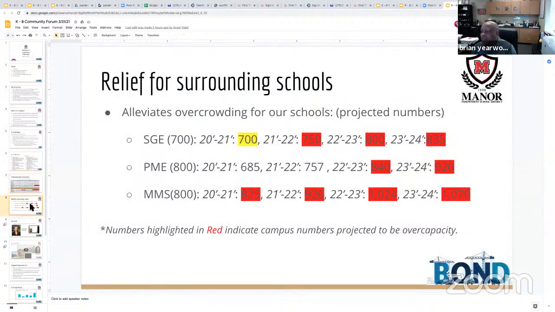Next, let's talk about the relief that is needed. At Shadow Glen, as we look at our projections, they're going up considerably. For Shadow Glen, for Presidential Meadows, and for Manor Middle School. So with the K-8, we'll be offsetting both the middle schools and the elementary schools as well. So again, that's a part of the rationale for proposing our K-8 campus, so we can lower those numbers and allow our scholars to have a chance to be even more successful.